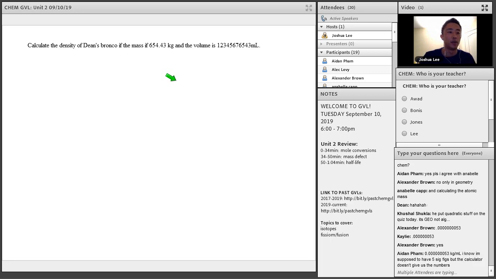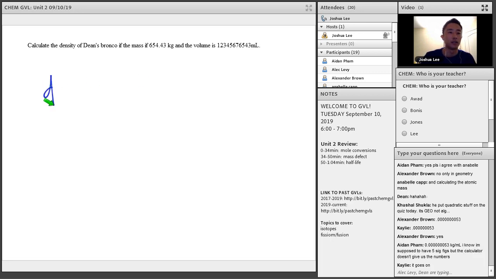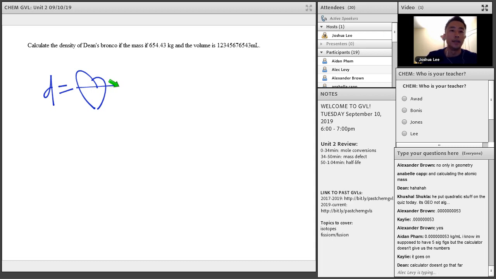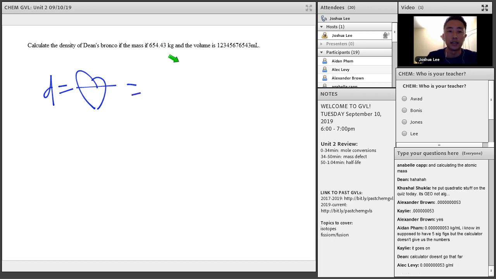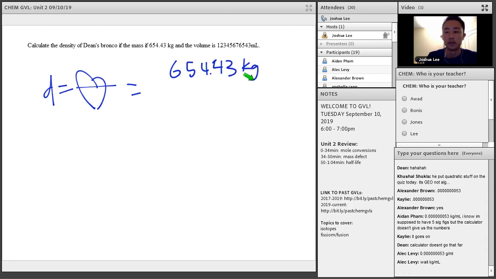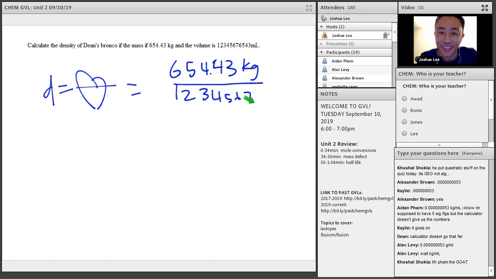All right, so remember, density is a heart. Let's kill the heart. It says mass over volume. The mass is 654.43 kilograms. Actually, none of you guys got the right answer. Oh wait, Aiden might have. I know I'm supposed to have five, but the calculator doesn't give us the numbers. Interesting. 1, 2, 3, 4, 5, 6, 7, 6, 5, 4, 3. Such a ridiculous number.